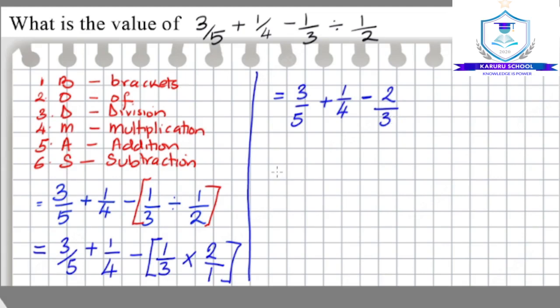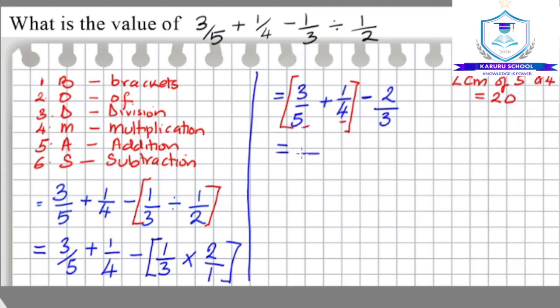The next order of operation is the addition section. So we can introduce a new set of brackets at this particular point. So upon simplification we will be expected to carry out the addition bit. So for us to be able to carry out the addition, we will need to find the LCM between 5 and 4. So the LCM of 5 and 4 is equal to 20.